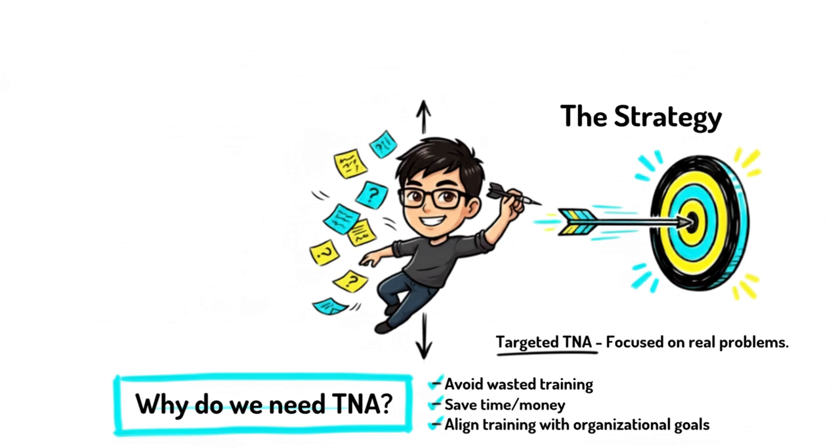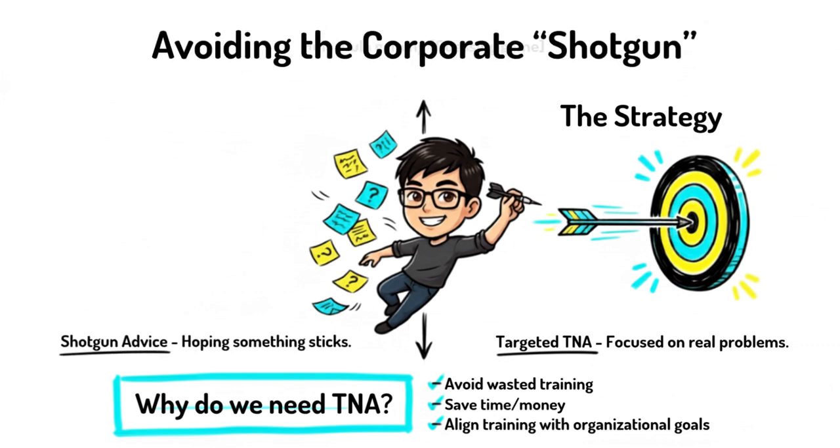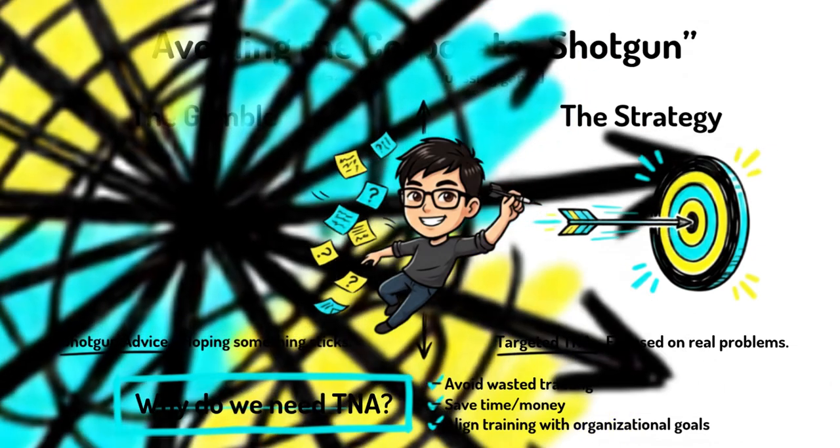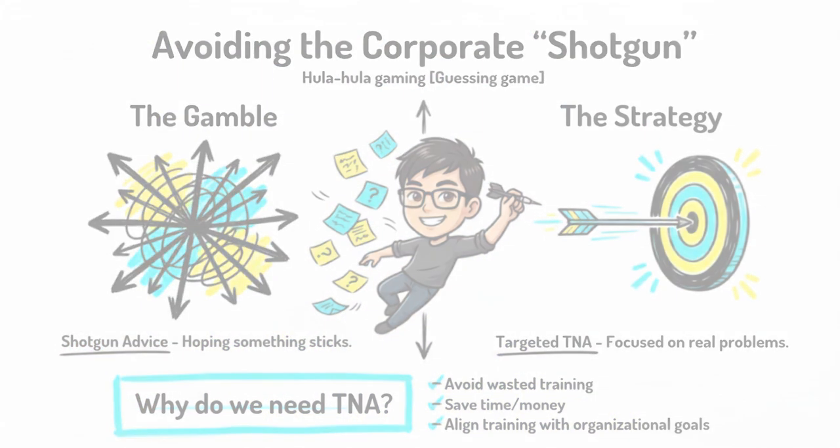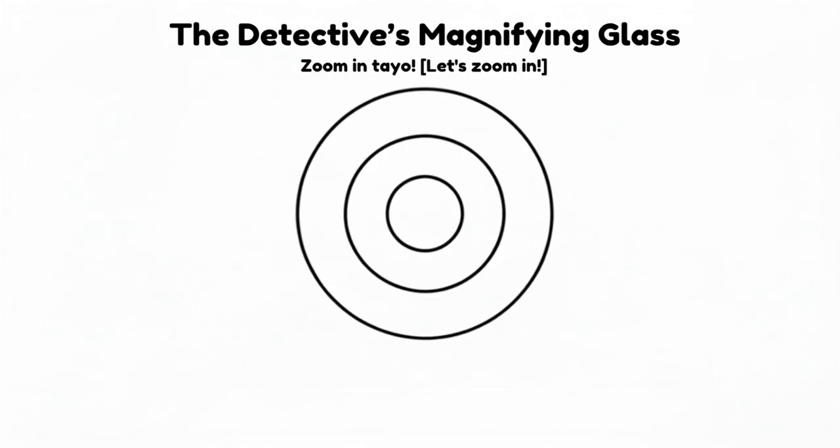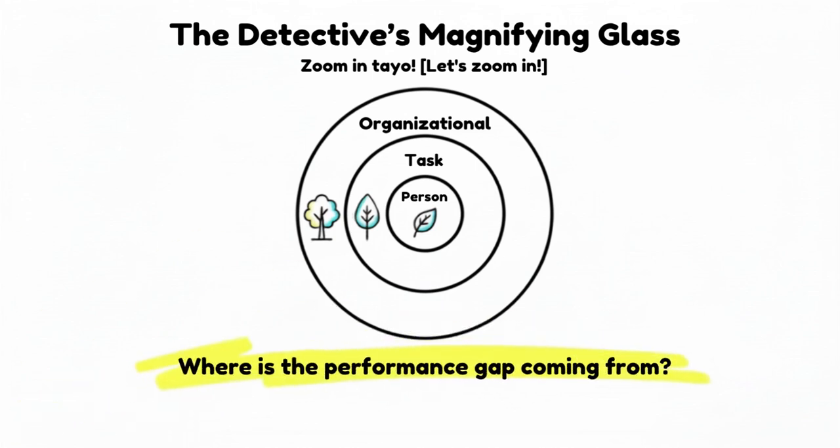Without TNA, training can become the corporate version of shotgun advice, hoping something sticks. That is not a strategy. That is a gamble. A complete TNA usually looks at 3 levels: organizational, task, and person. These help us understand where the performance gap is coming from.